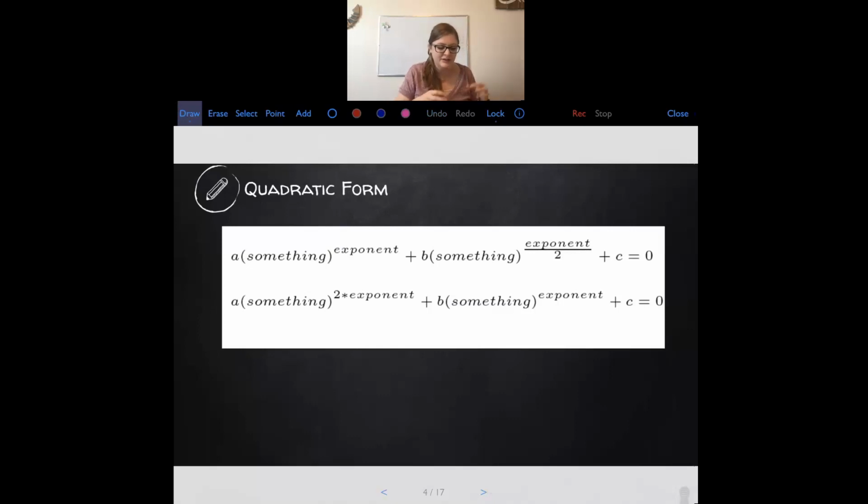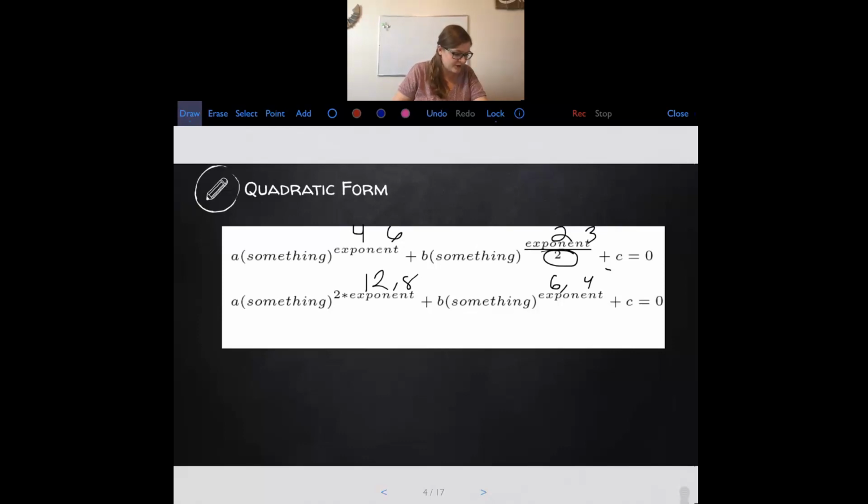So kind of how I've written it is we have a times something raised to an exponent plus b times something raised to our exponent divided by 2. So for instance, if this exponent is 4, this exponent would be 2. Or if this exponent is 6, this would be 3, plus a constant. Or if you want to think of it the other way, a times something raised to 2 times exponent plus b times something raised to the exponent equals c, meaning if this exponent was 6, this would be 12, or if this exponent was, let's say, 4, this would be 8. Okay, so this is one way that you can recognize equations that might fall under quadratic form.